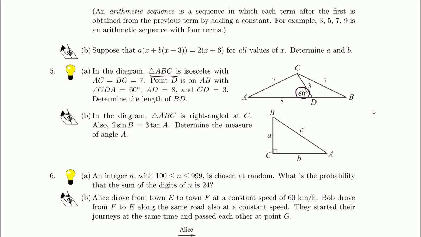3, 7, 8 is a good one. I think 3, 5, 7, it's not going to be 60 degrees, but I think it's 120 degrees or something like that. I don't know. Just little things you slowly pick up.